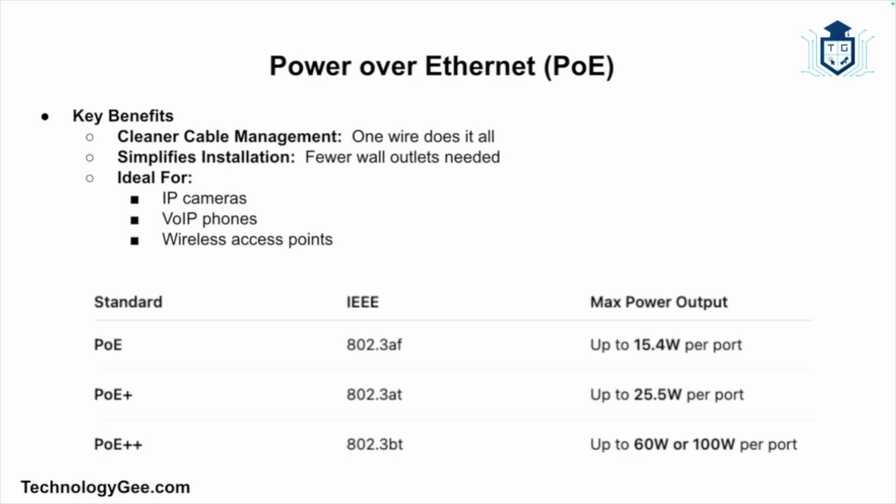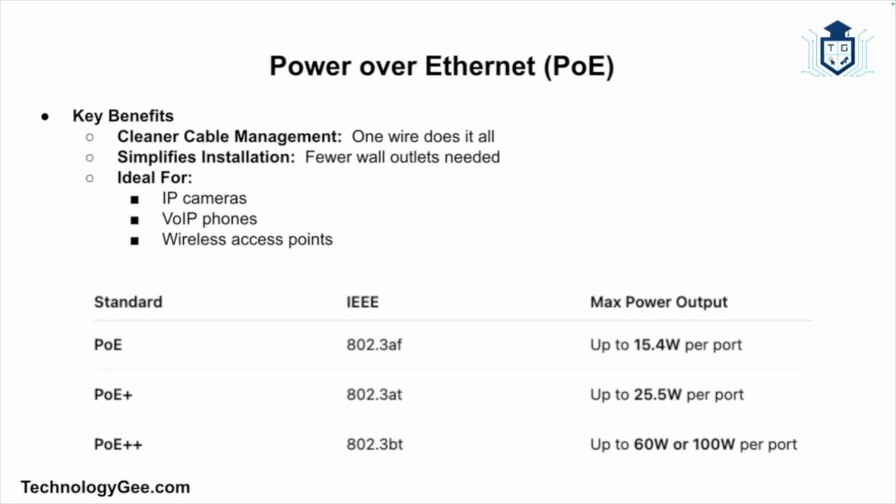Now, here are some PoE standards that you should know. So the first one is PoE, and its standard operates on IEEE 802.3af, and it has a power output of up to 15.4 watts per port. You have what's called PoE Plus, and it operates on IEEE 802.3at, and has a power output of up to 25.5 watts per port. And then you have PoE Plus Plus, and it operates on IEEE 802.3bt, and it has a power output of up to 60 watts or 100 watts per port.